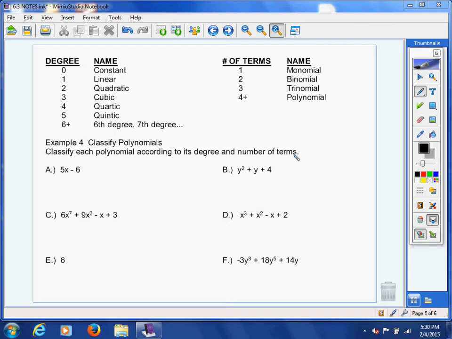Back for our very last example in section 6.3. We're going to do example 4 today. We're actually going to classify polynomials. And so you're probably like, oh, wait a second. We actually have to know some terminology, some names.